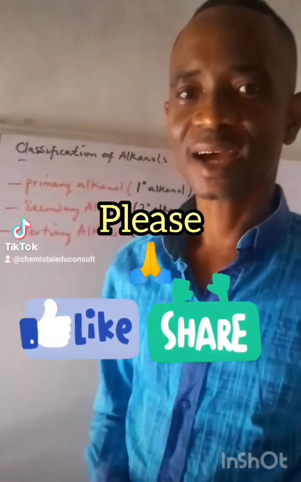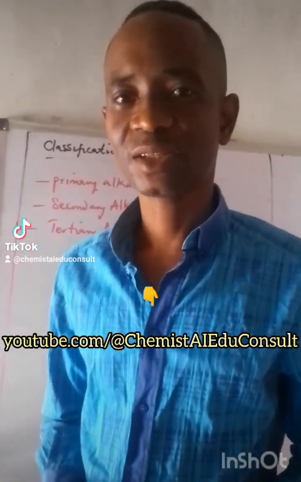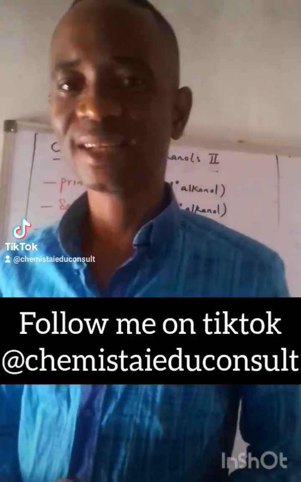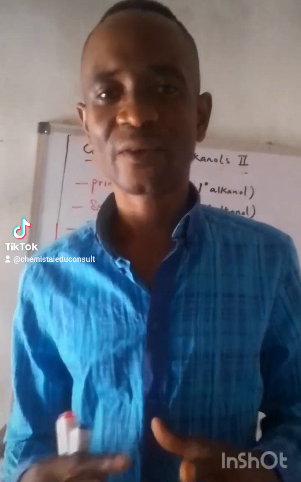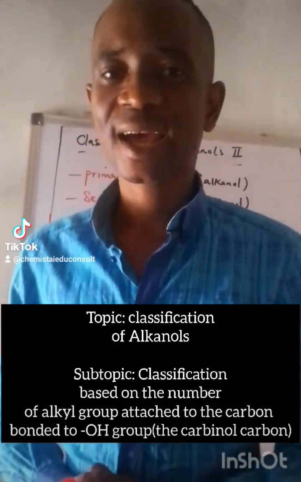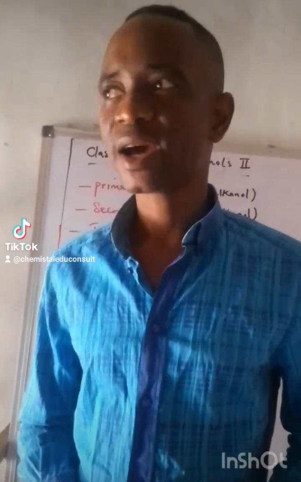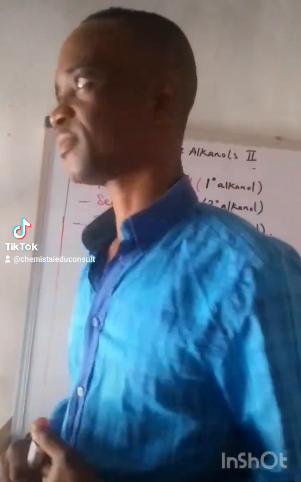Today we want to continue with our classification of alkanols. Last time we dealt with classification based on the number of OH group or hydroxyl group present in the alkanol. Today we are going to look at another system of classification based on the number of alkyl groups attached to the carbon bearing the OH group, or classification based on the kind of carbon that bears the OH group.